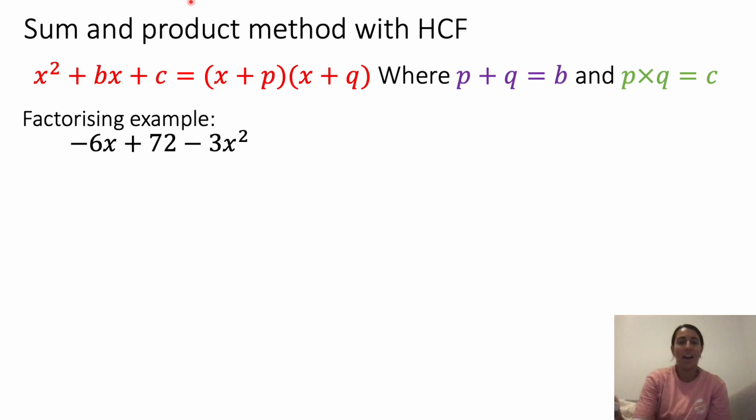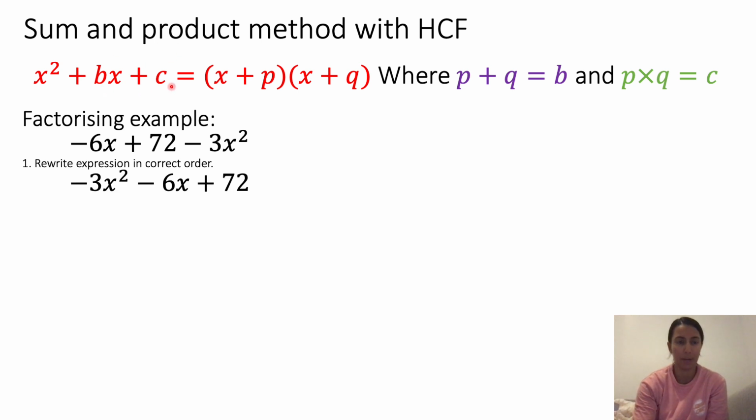Okay. All right, so the first thing you want to do is rewrite the expression in the correct order. So we want it to have the x squared part first, then the x, and then the constant by itself. So if I rewrite it, it's going to look like minus 3x squared minus 6x plus 72.